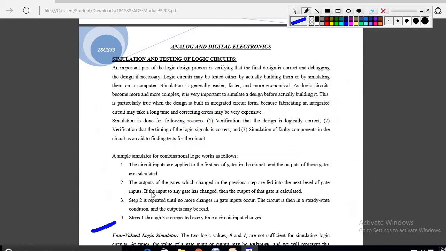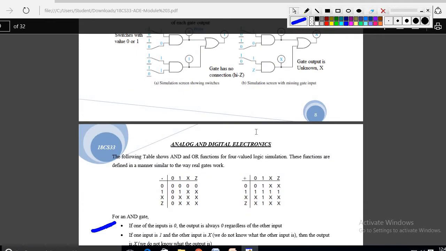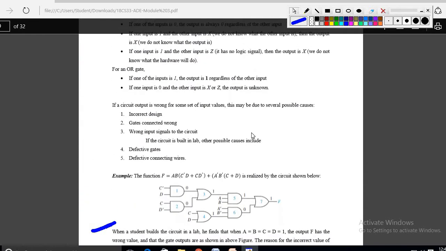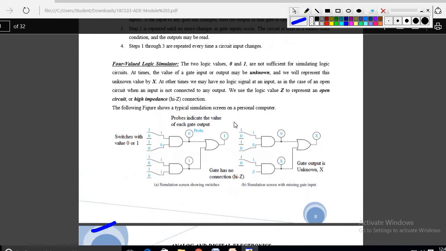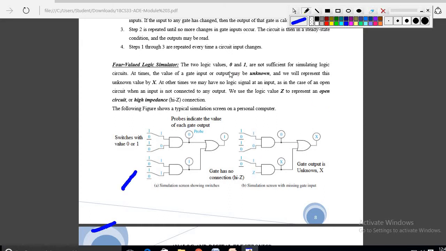Next concept is 4 valued logic simulators. See here, in this case I am using a simulation screen showing switches in the first diagram, and here is a simulation screen with the missing gate input. Two logic values, 0 and 1, are not sufficient for simulating a logic circuit; at times the value of the gate input or output may be unknown. So see here directly in this figure.